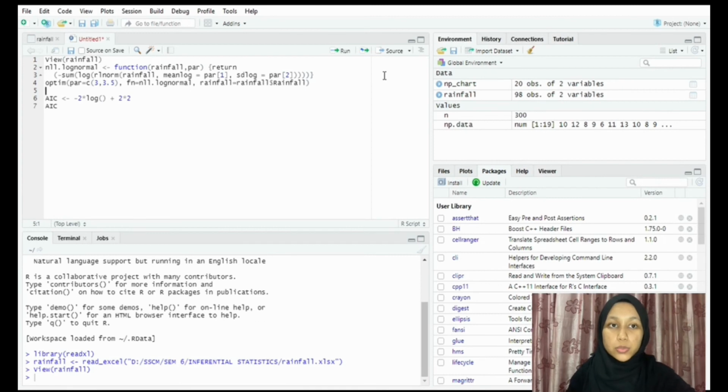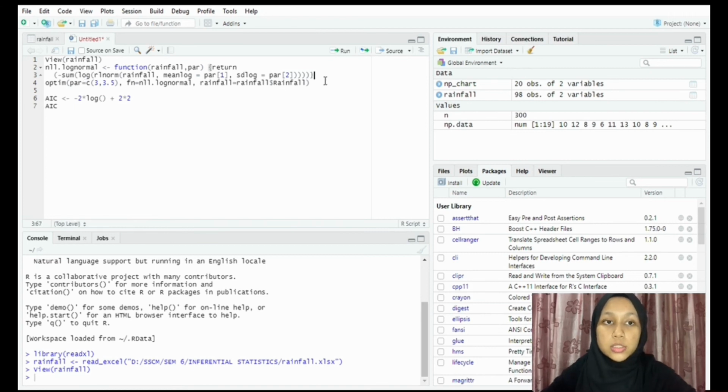Now I will continue to estimate the parameters and find the MLE for the log normal distribution. Here I have named the function to estimate the parameters in the rainfall dataset as NLL.logNormal. Then I use the return function, and in the return function I use the rlnorm function because this is a log normal distribution. So rainfall here is the dataset that I use, and there are two parameters that I want to estimate. The first parameter is the mean, and the second parameter is the standard deviation.